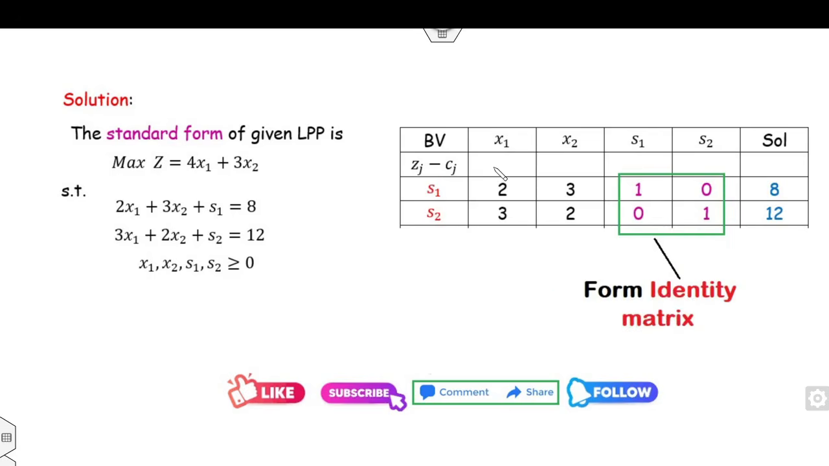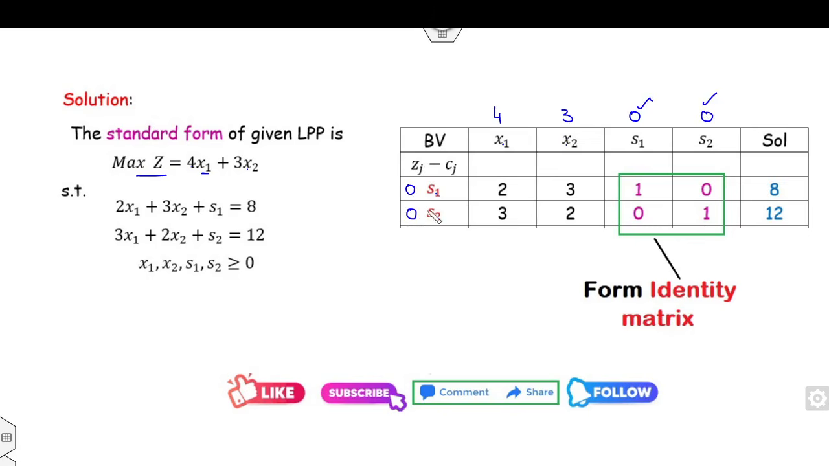Now the last step is you have to find the value of Zj minus Cj. What is the value of the Cj? The coefficient of x1 is 4, the coefficient of x2 is 3, and for s1 and s2 the coefficients are 0. These are the values.